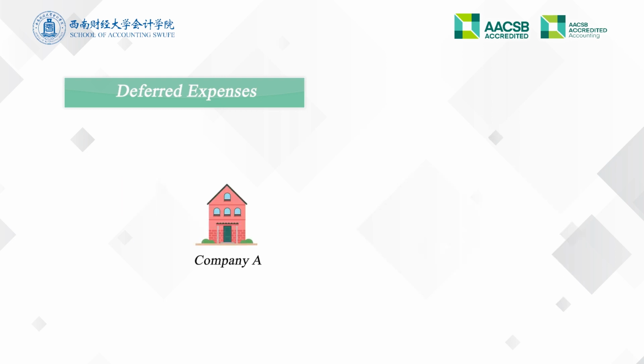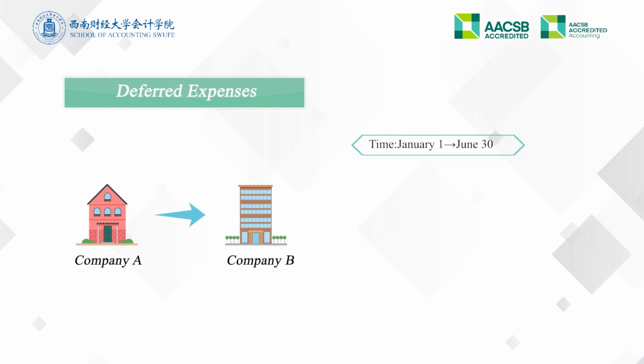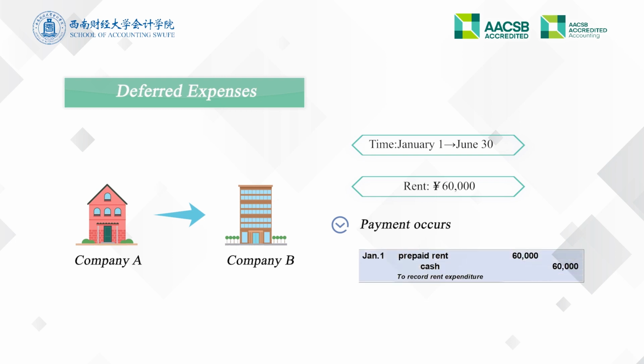For instance, a company A rents an office from company B for half a year, from January 1st to May 31st, and paid 60,000 yuan. When this payment occurs, company A's accountant should decrease the cash balance and increase another asset accounts balance, which is the prepaid expense account. By debiting prepaid rent for 60,000 yuan and crediting cash for the same amount.